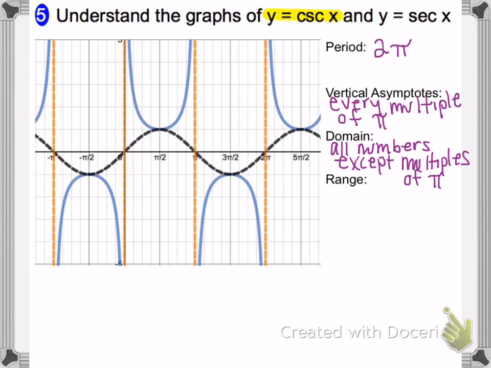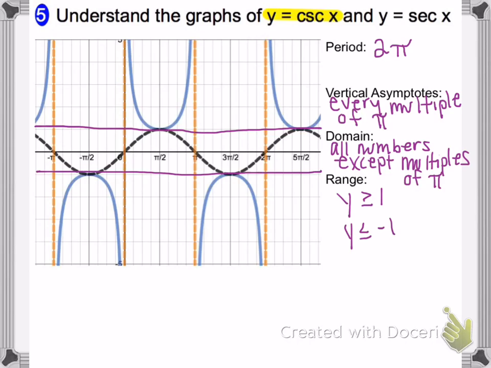So our domain happens to be all numbers except multiples of pi. Now the range is very unique in regards to cosecant because you can see that the blue graph doesn't cross the horizontal lines of y equals 1 and y equals negative 1. So our range is all y values greater than or equal to 1, and y values that are less than or equal to negative 1.